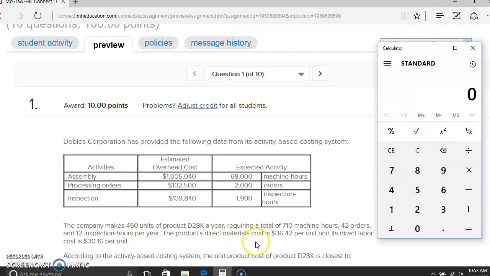Again, we still have direct materials and direct labor. It tells us direct materials is $3,642 per unit, and we are making 450 units. Actually, I think we just want a per unit cost, so we don't need to calculate the total. Our overhead was $13,529.50, and per unit, if we divide by the 450 we're making, that's $30.06. We're also going to add our $3,642 and our $3,016 for labor. So this is our cost per unit.